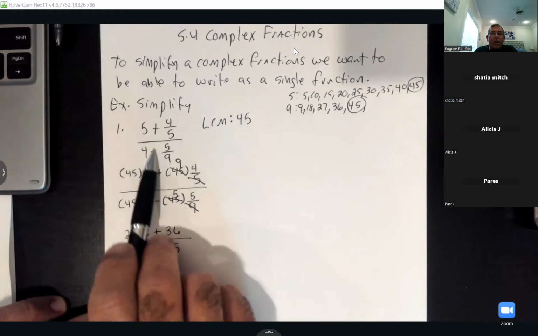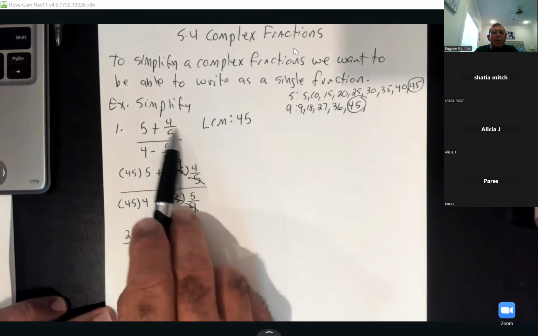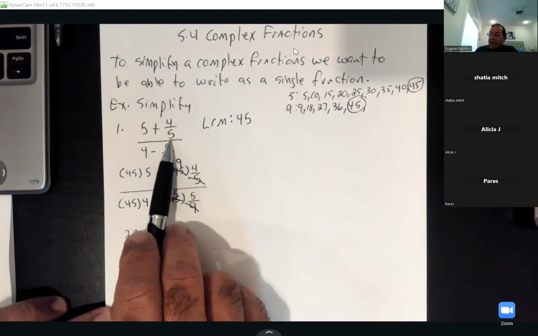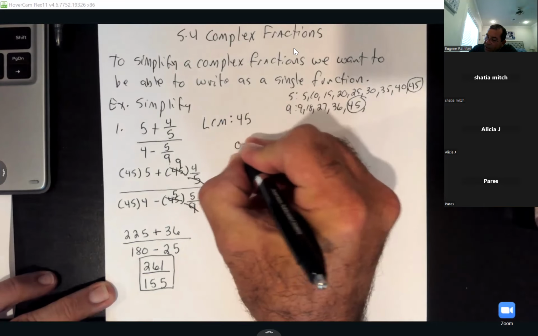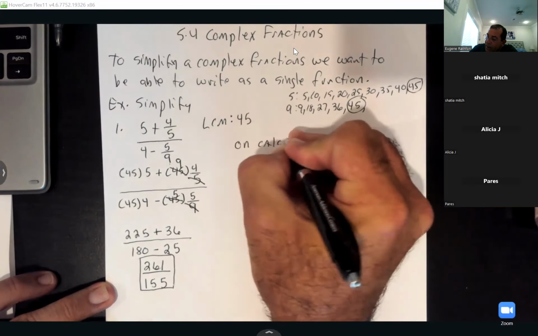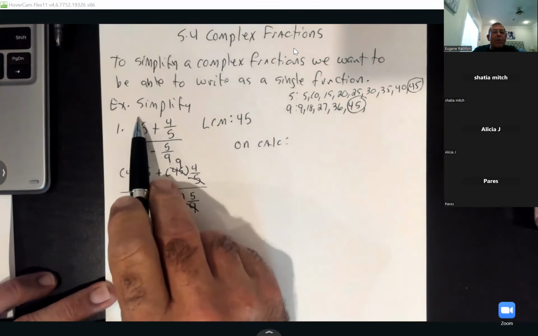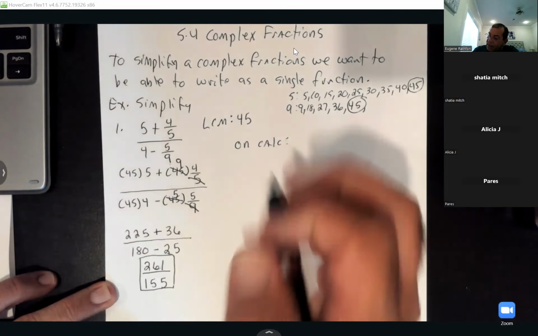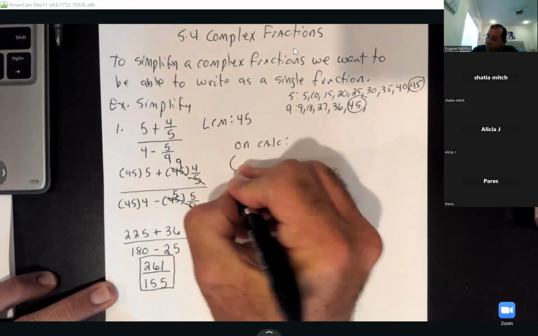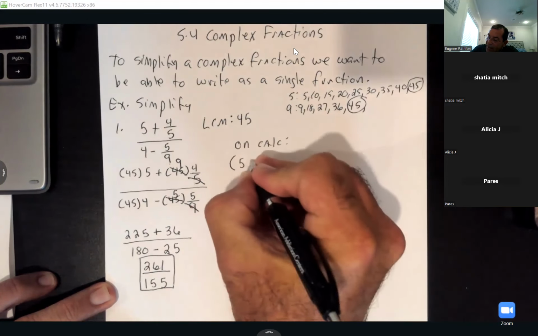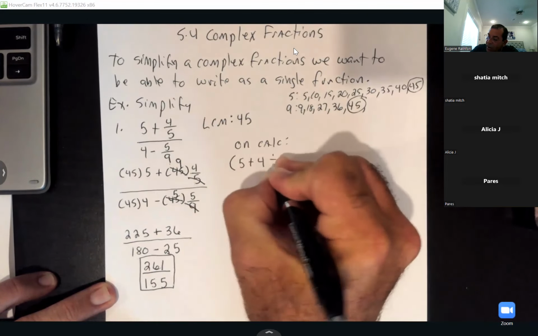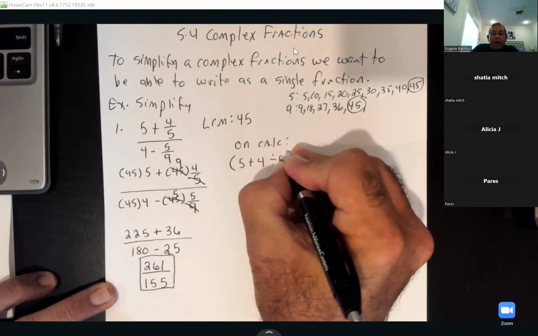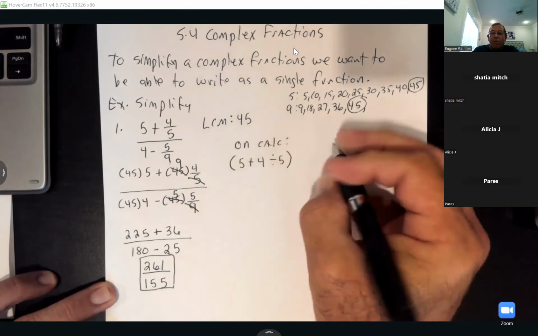Since this one has only numbers, I'm going to show you how to do this one on the calculator. Now, the trick on this one, on your calculator, you've got to put the numerator and denominator in parentheses. So we would open parentheses and do 5 plus 4 divided by 5. Close the parentheses for the numerator.